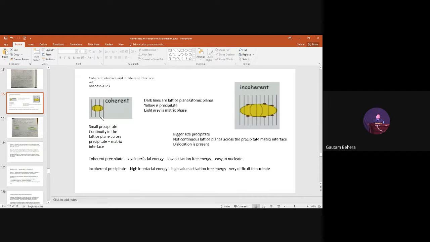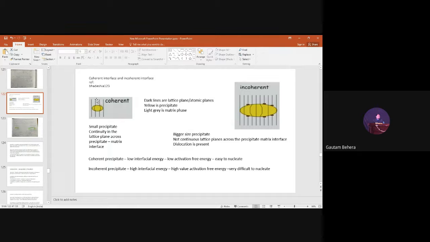Someone is saying 1-to-1 bonding. Bonding between the atoms is 1-to-1, here to here. But can anybody figure out what is happening to this one? This line should be straight, but this line is not straight. Why? So the lattice parameter is not the same. Yes, very good. Lattice parameter is different in the precipitate.